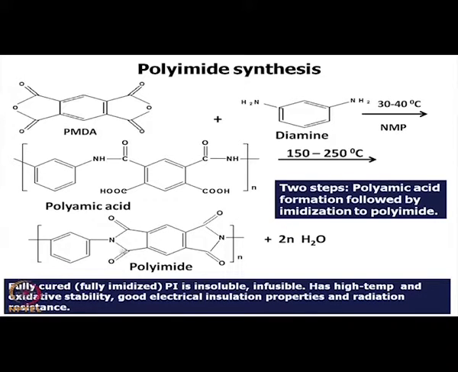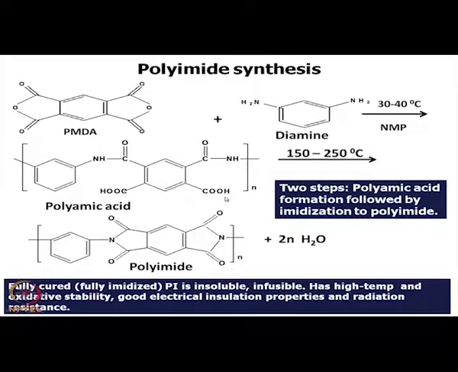Here you see this imide ring has been formed over here, and this imide ring has been formed over here. This is known as polyimide. This is the repeat unit formula of polyimide. Now, why is this necessary? Why are these two steps necessary?